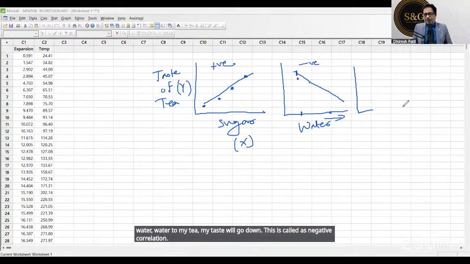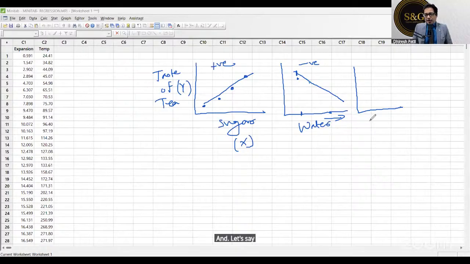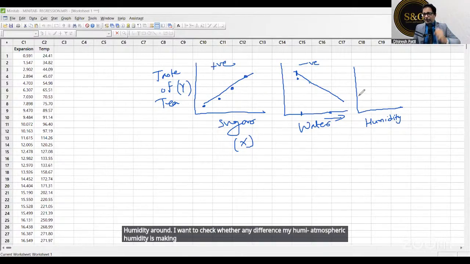And let's say there is humidity around, and I want to check whether my atmospheric humidity is making any difference to the taste of tea. So I will see a pattern like this. It shows no correlation.